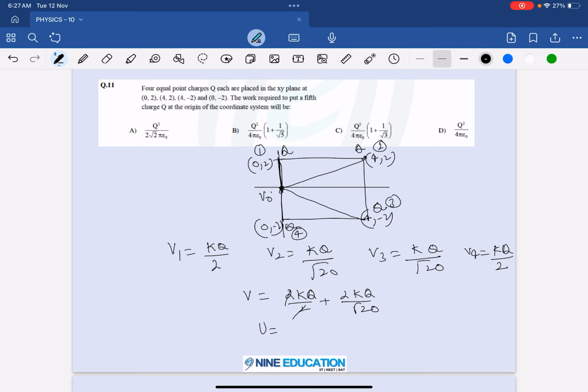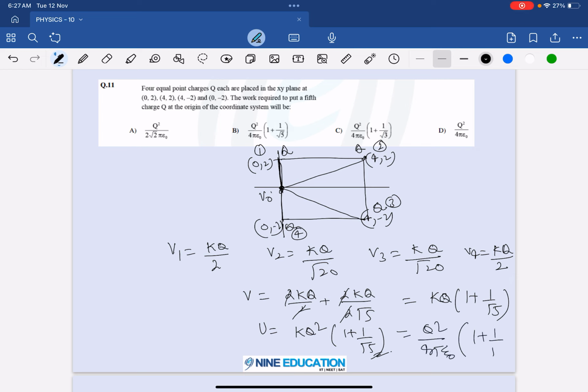So can I just do, this is going to become root 20, which could be written as root of 4 into 5. So it would be 2 root 5. So now I can write it as kq 1 plus 1 by root 5. Now potential energy is going to become basically kq square 1 plus 1 by root 5. Yes or no? And this could be written as q square by 4 pi epsilon naught 1 plus 1 by root 5. Correct? So which option is correct? I think B looks the correct option. Yes or no? Yeah, B looks the correct option.